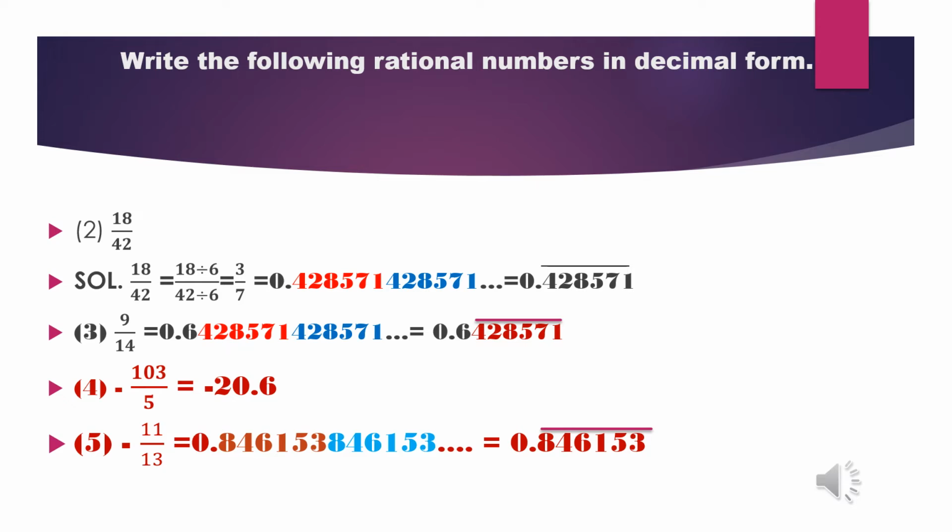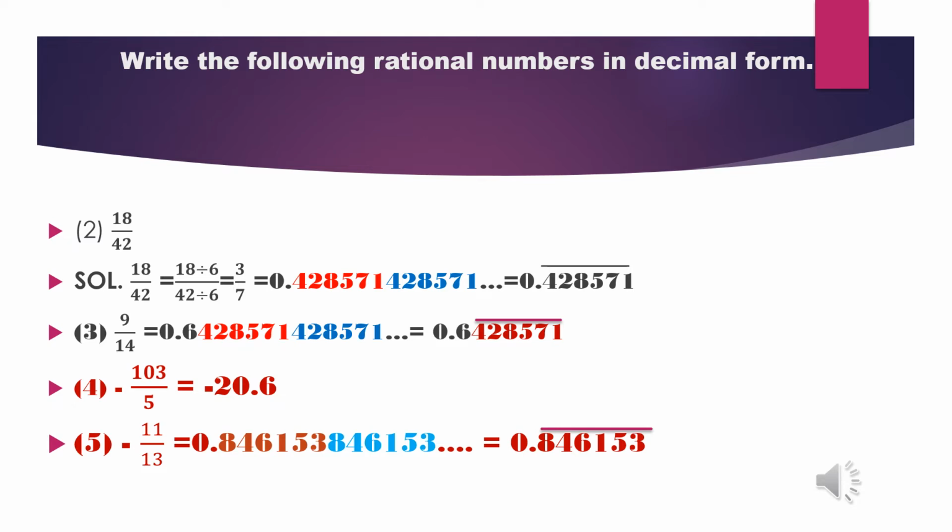And again we'll see that our answer is 0.428571 and it repeats again. Again we are getting the same number as remainder. So it will keep on recurring every time. So the group of numbers which recur, we'll put a bar line over it. So a bar line is above 428571.